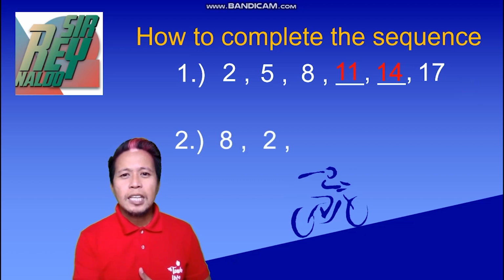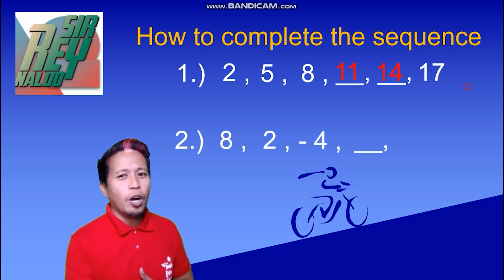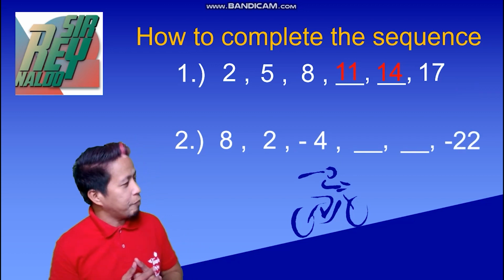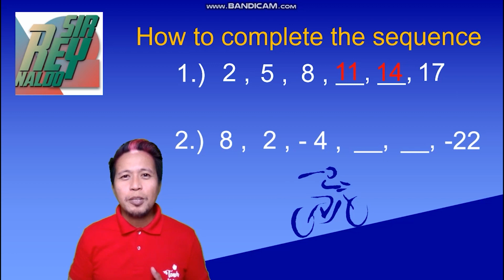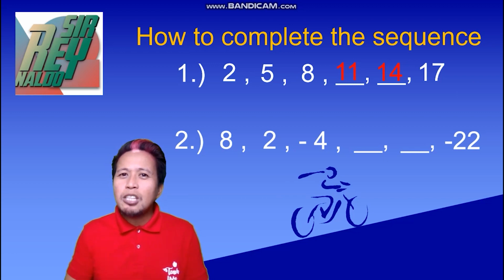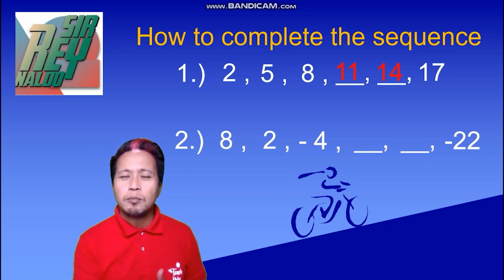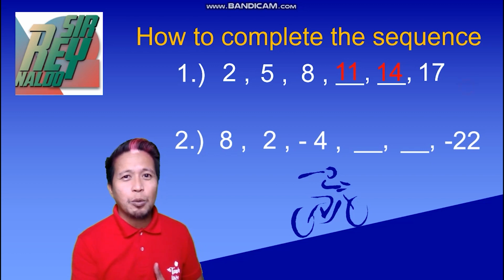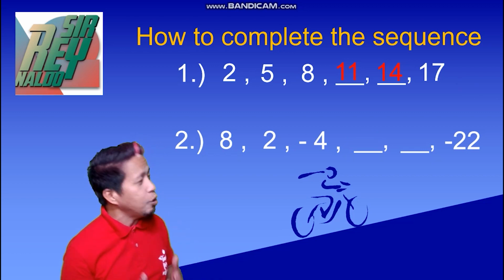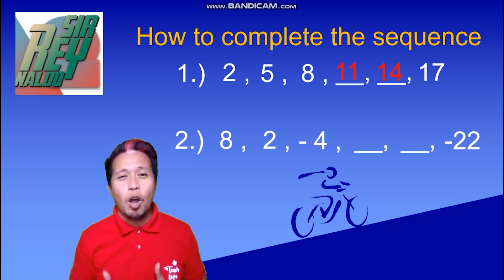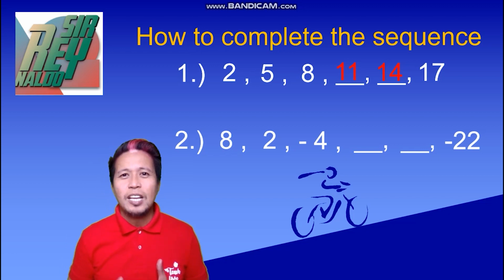We have 8, 2, negative 4, blank, blank, and we have negative 22. Again, to get now the common difference, pag subtractin natin yung latter term to the previous term. So, 2 minus 8 is equal to negative 6. And negative 4 minus 2 is again negative 6. So, therefore, the common difference is negative 6.